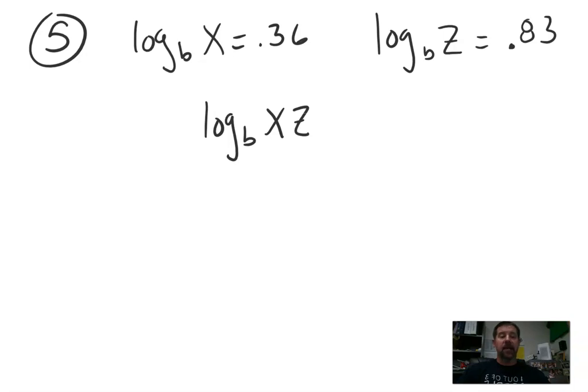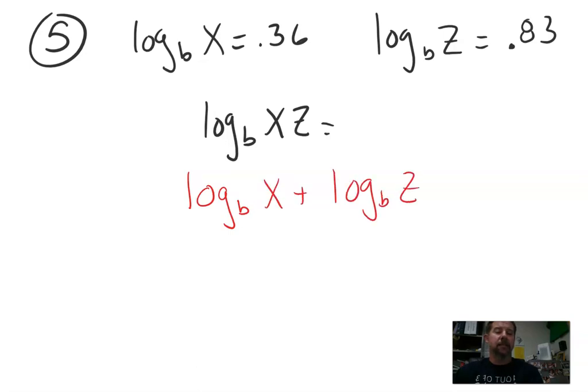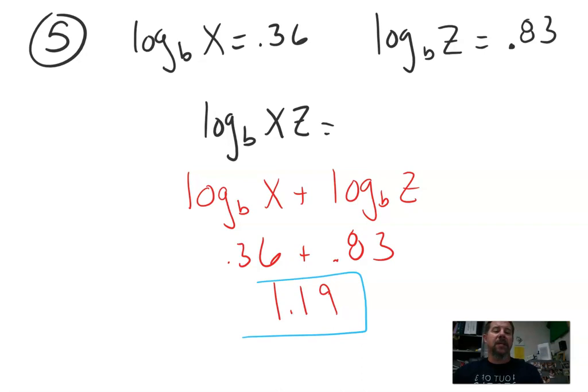Okay, next, given log base b of x is equal to 0.36 and log base b of z is equal to 0.83, we want to evaluate log base b of x times z using our logarithmic properties. So we're going to use our properties that allow us to expand this log. If two things are multiplying, we said earlier, we could write this as log base b of x plus log base b of z. The point of this is just to practice these log rules. Now I know that log base b of x is 0.36 and log base b of z is 0.83, so I could add those together and we end up with 1.19. The whole point behind these problems, again, is just to practice those log rules.